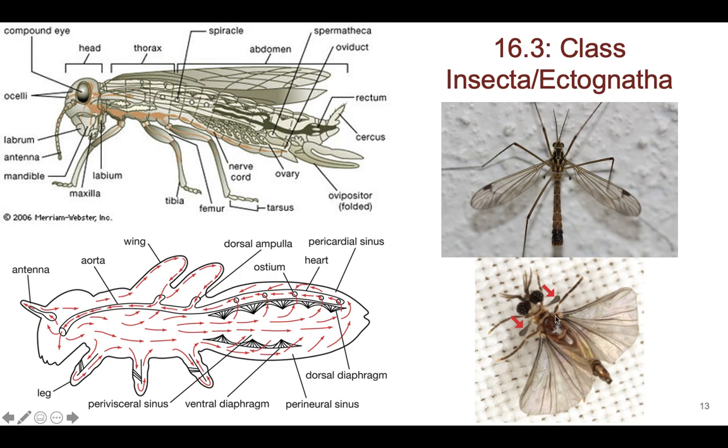This is a really weird group that we're going to talk about later called Strepsiptera that have it reversed, where their hindwings are fully developed wings and their forewings are little nubby halteres.